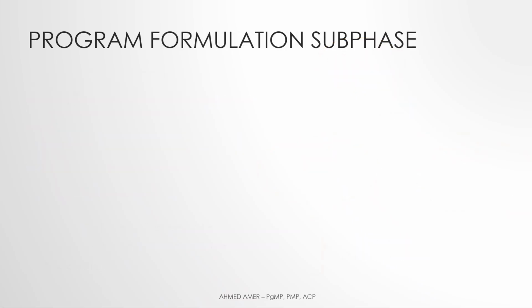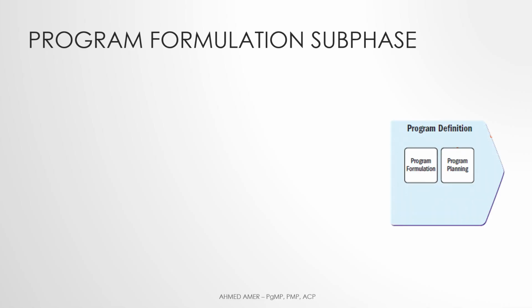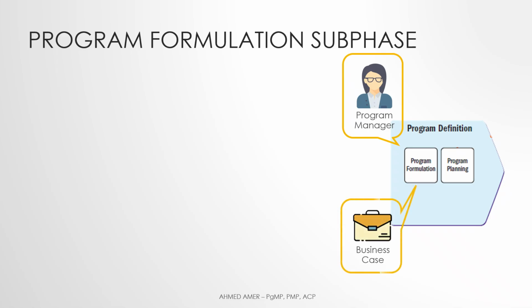The program definition phase splits into two distinct but overlapping subphases: program formulation and program planning. The program manager is selected and assigned during program formulation. The program formulation subphase is where the program business case gets developed. As we covered already, the program business case states the overall program expected benefits supporting the organization's strategic initiatives.